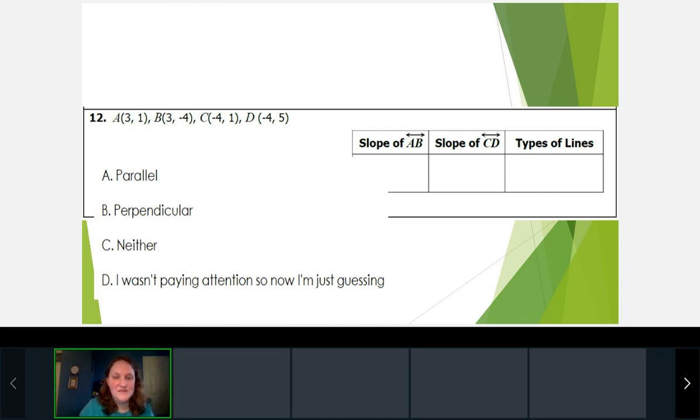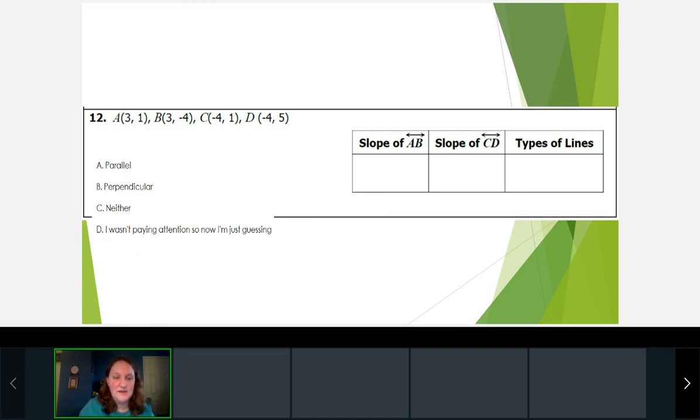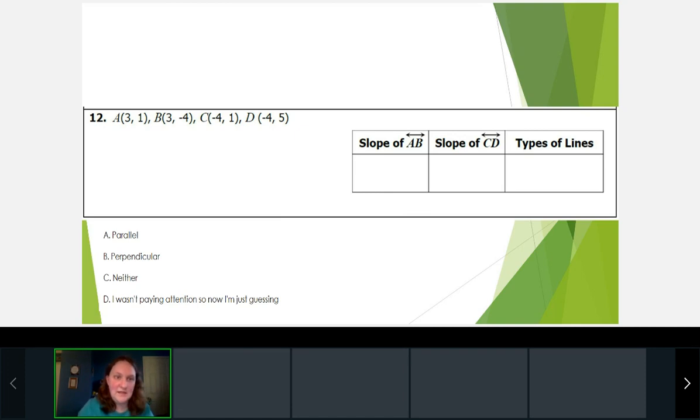All right, if you said they were parallel, good job. Parallel is correct. So let's look at why. Okay, a lot of you had it correct, and I thank you for that. If you did not say parallel, let's make sure that we didn't make any silly errors with our counting or our adding or subtracting. So the slope of AB, subtract your y values in the top, subtract your x values in the bottom, or plot your points.